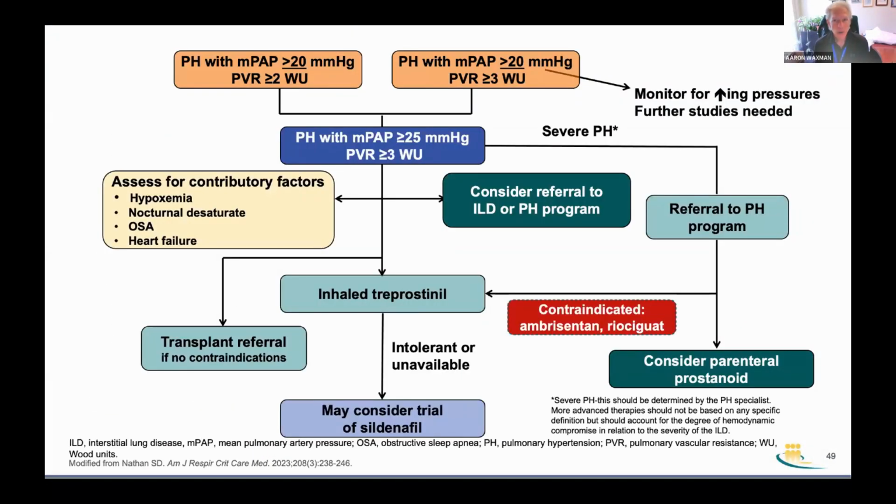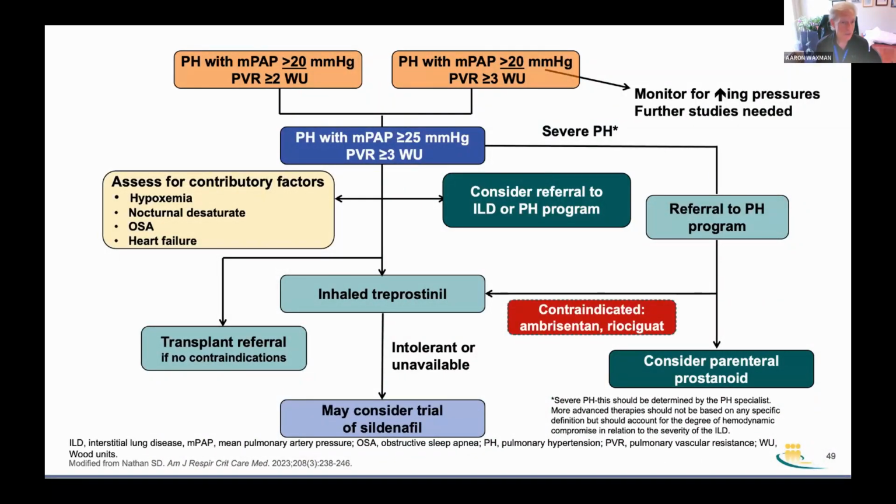So thinking about an algorithm to consider treatment, again, we look at the diagnosis, those patients with mild or borderline pulmonary hypertension versus those with more severe, thinking about the pulmonary vascular resistance, and you can see a break point there. Those patients with severe, we certainly want to think about referring them to a pulmonary hypertension program and consider parenteral prostanoid versus inhaled.